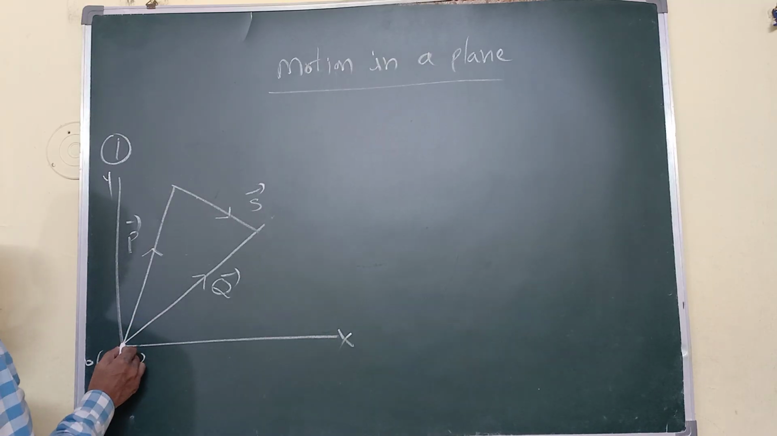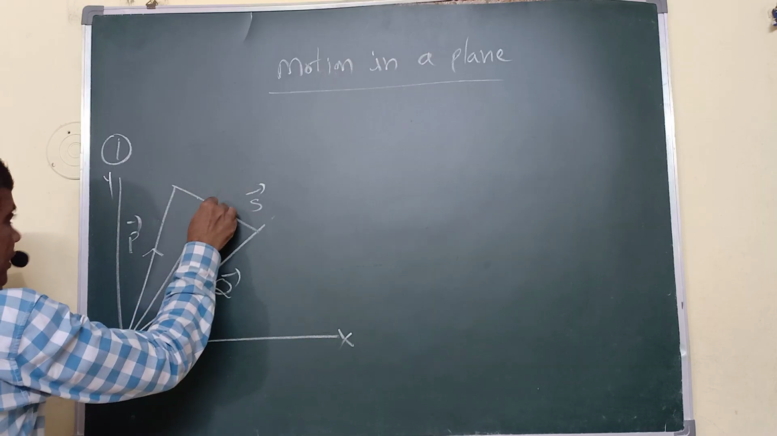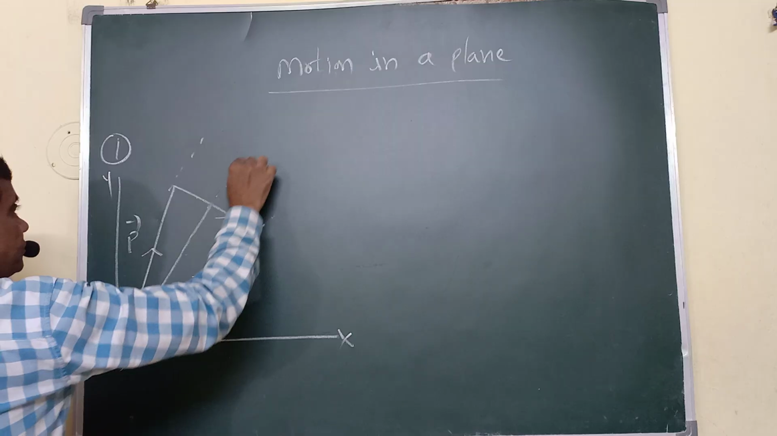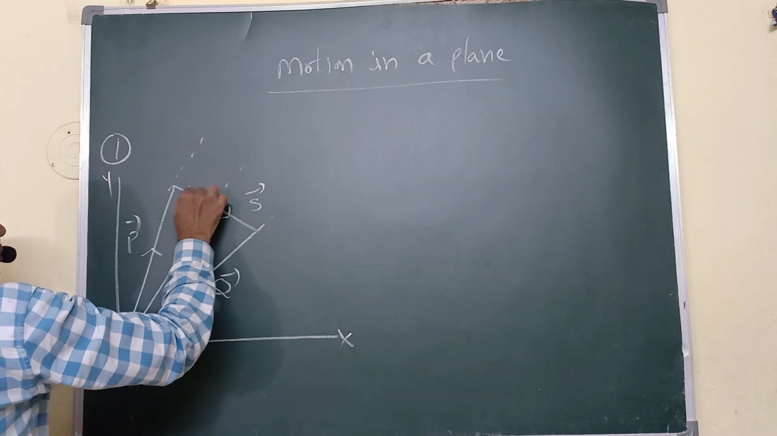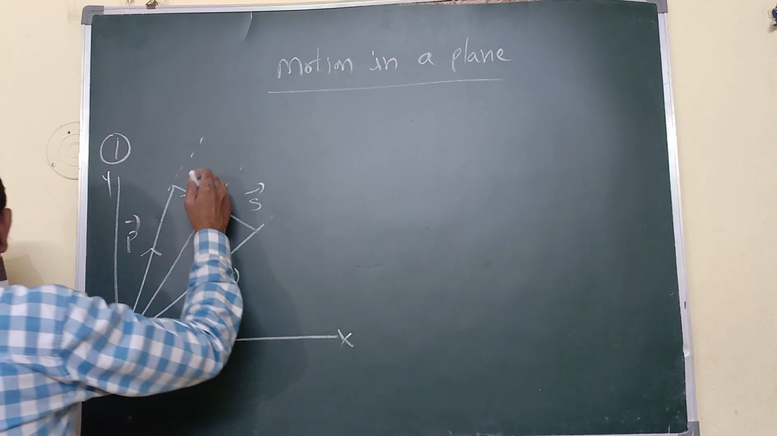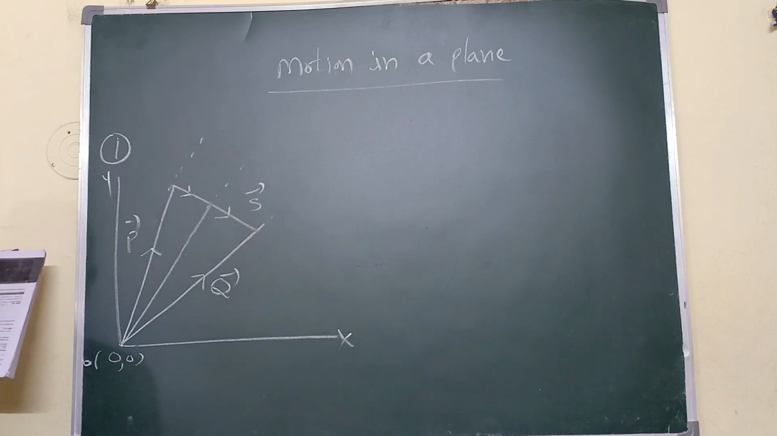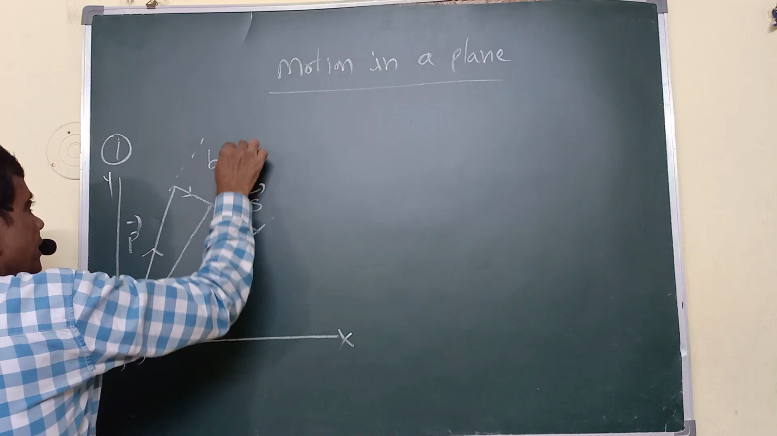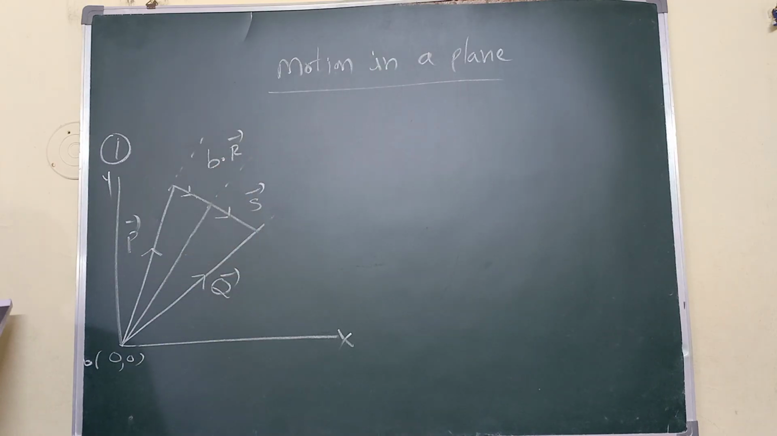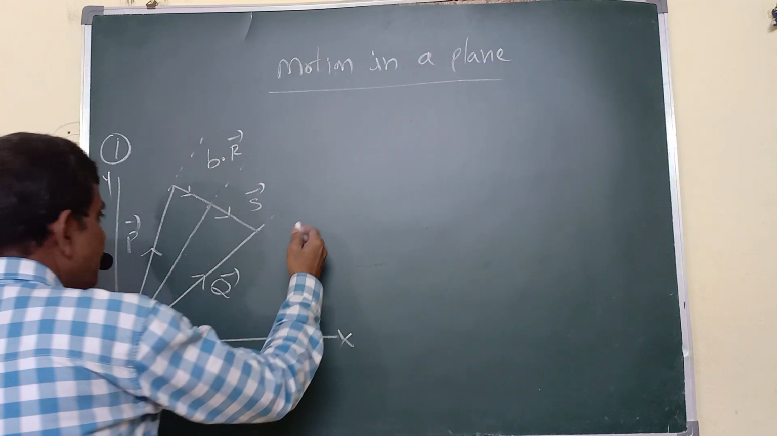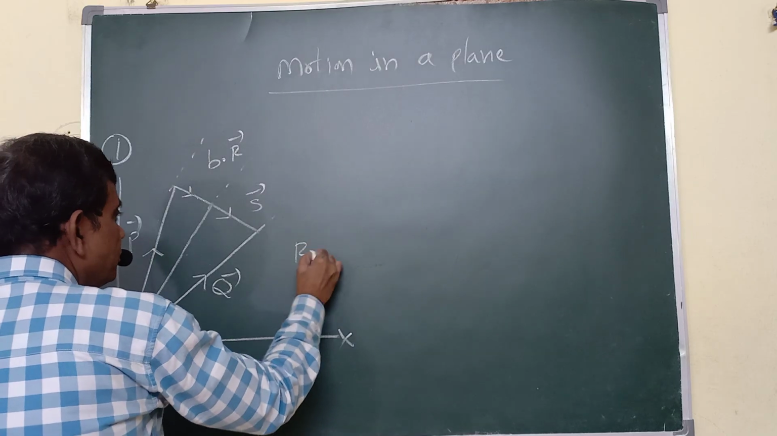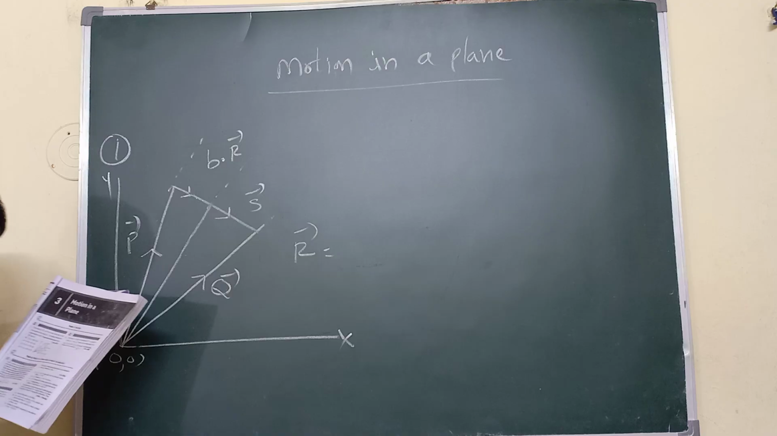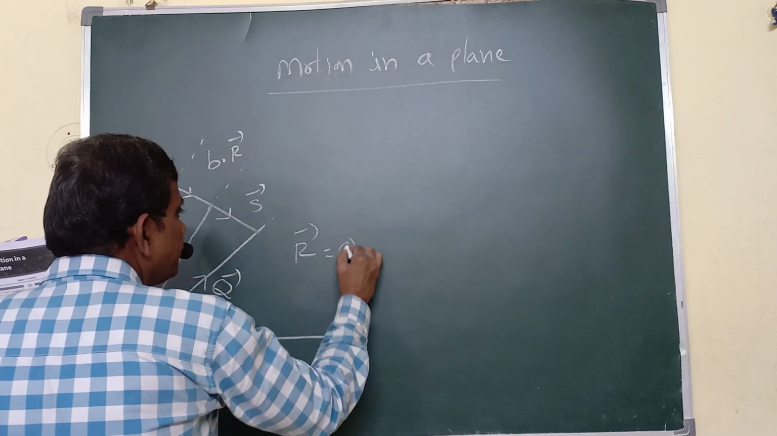And here he had given one small vector. This small vector is BR. That is B into R vector. Again he had given one relation. What is the R value? R vector equals to Q minus P.